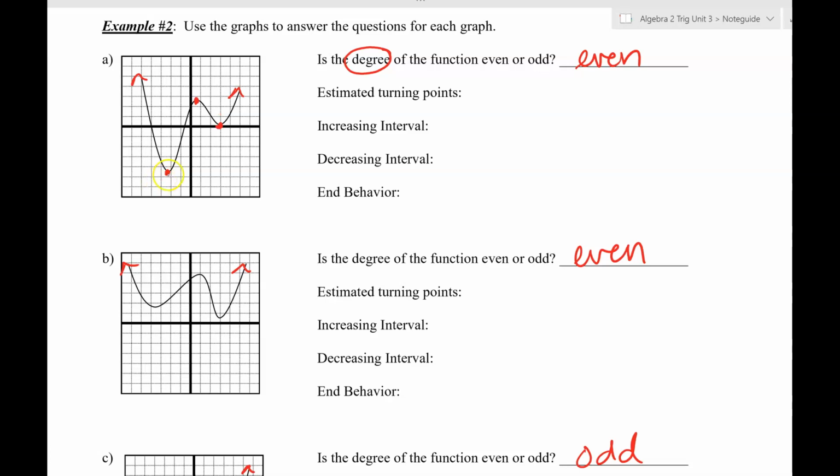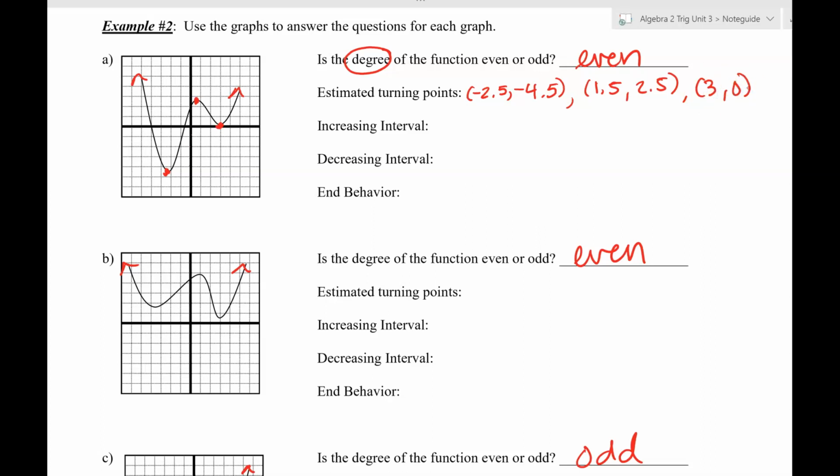So we're just estimating. This turning point down here looks like it's at about -2.5, -4.5. Then there's another one up here that looks like it's at 1.5, 2.5. And then there's one more here that looks like it's at 3, 0.